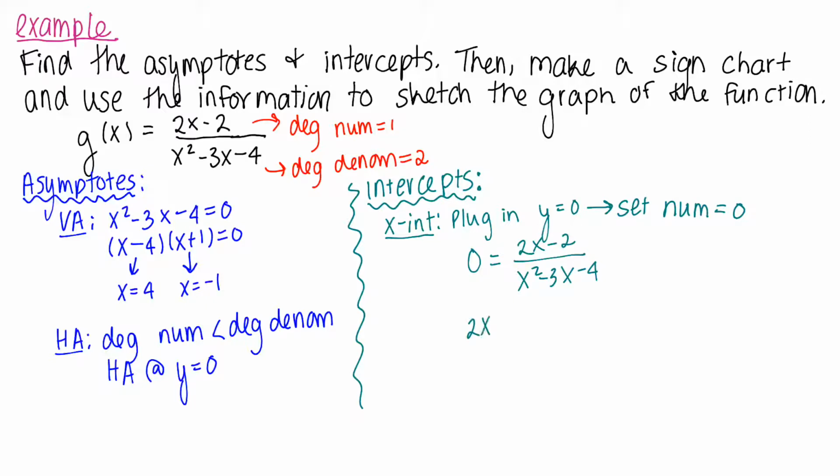So the numerator is 2x minus 2 equal to 0. 2x is equal to 2. x is equal to 1. So there is an x-intercept at the point (1, 0).